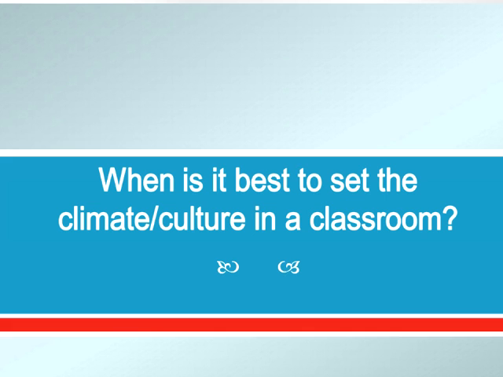A question that we all need to consider is, when is it best to set the climate and culture in a classroom? Well, undoubtedly, we need to do that whenever we're getting ready to differentiate, but the early part of the year is when it's most advantageous, because if you really want a differentiated classroom, you probably start setting that climate and establishing the culture for differentiation day one as you start your school year. Wouldn't you say that's true, Tracy?